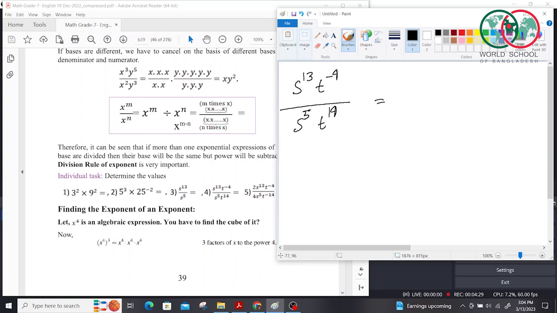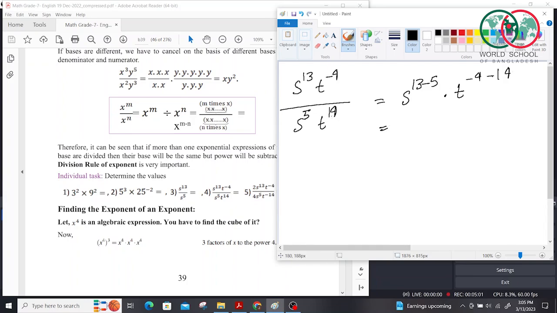Here we can see that s is a different variable, t is a different variable. We deal with the same variable, so we will see that s and s are the same, t and t are the same, so we will operate these two together. Okay, so s and s are in division form, so we'll write it as s to the power 13 minus 5 into t to the power minus 4 minus 14.